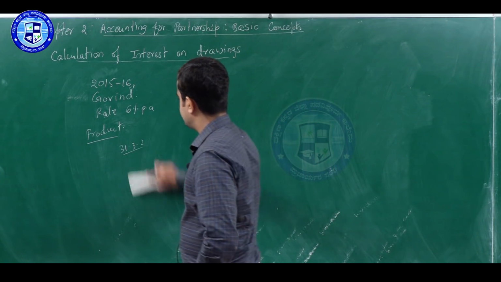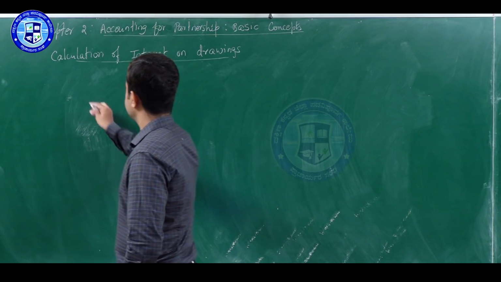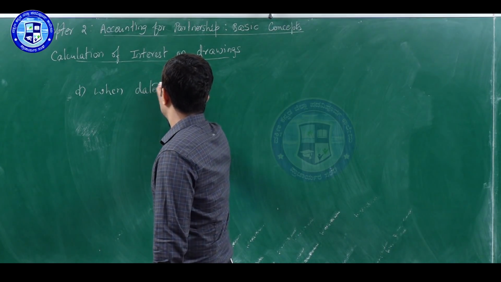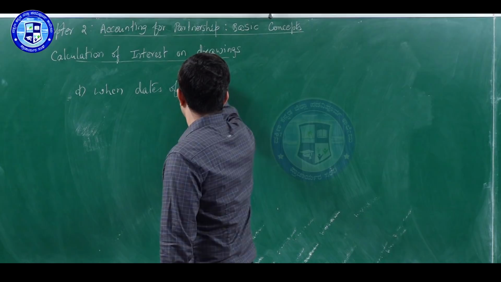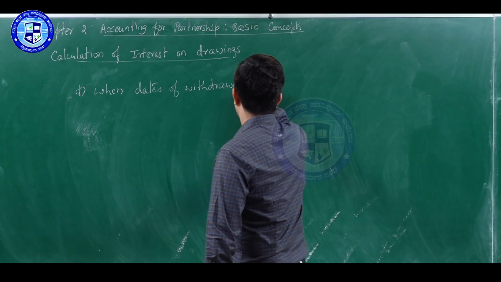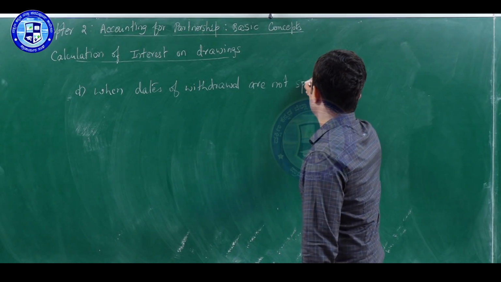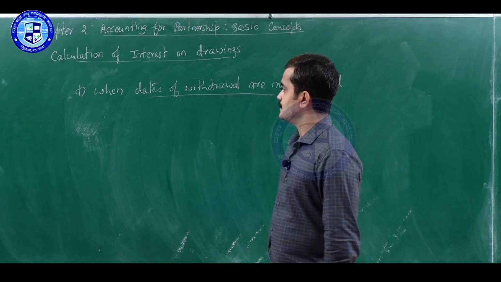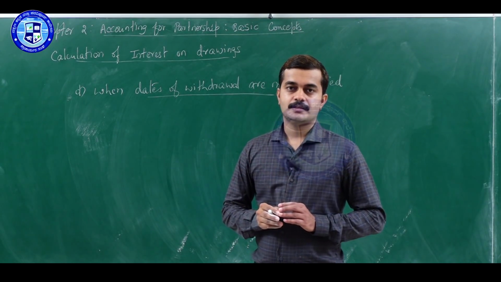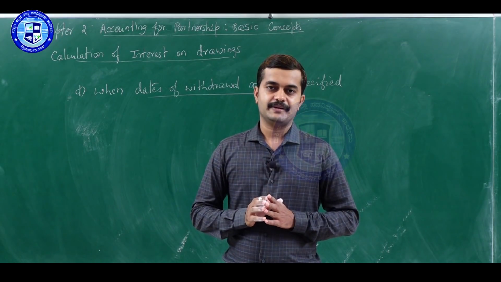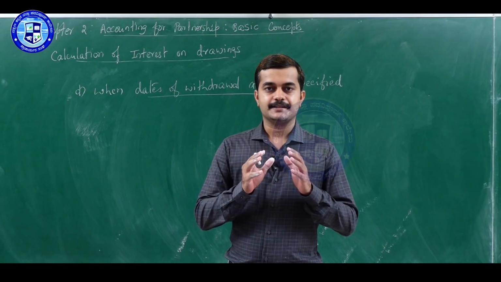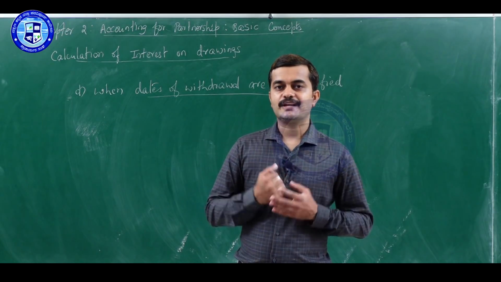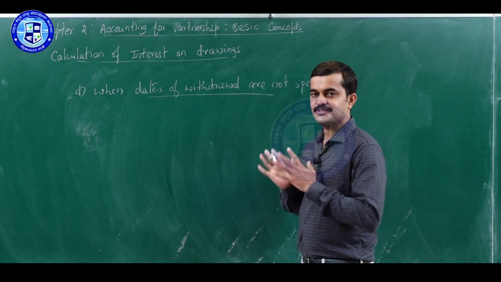And one more situation is there, that is the fourth situation, when dates of withdrawal are not specified. So, under this situation, total drawings made by a partner will be given, but the date or timing of such withdrawals will not be given. So, then how to calculate interest on capital in such a situation?